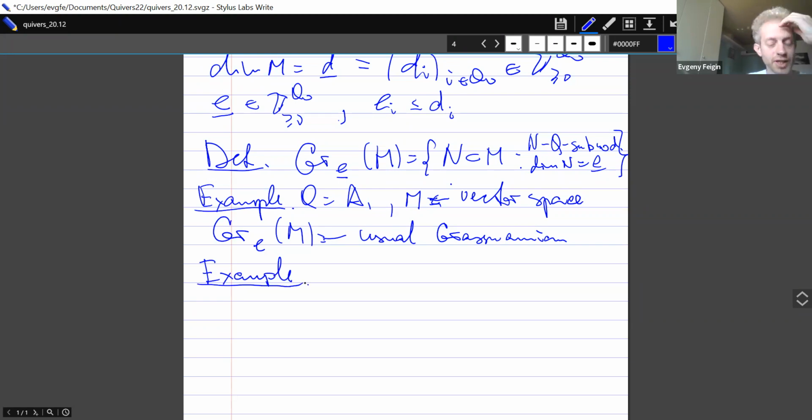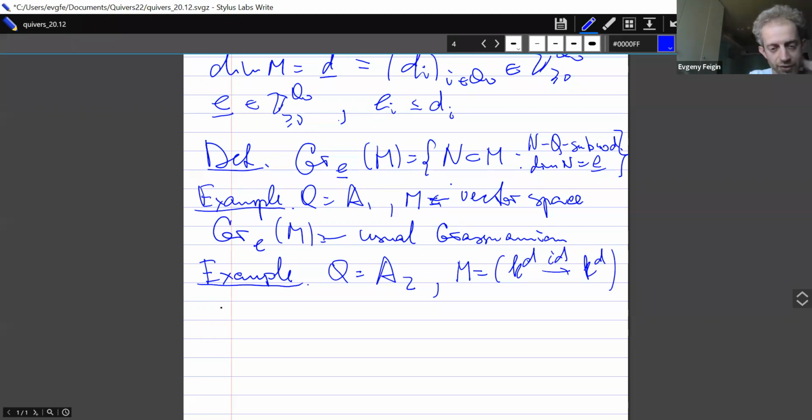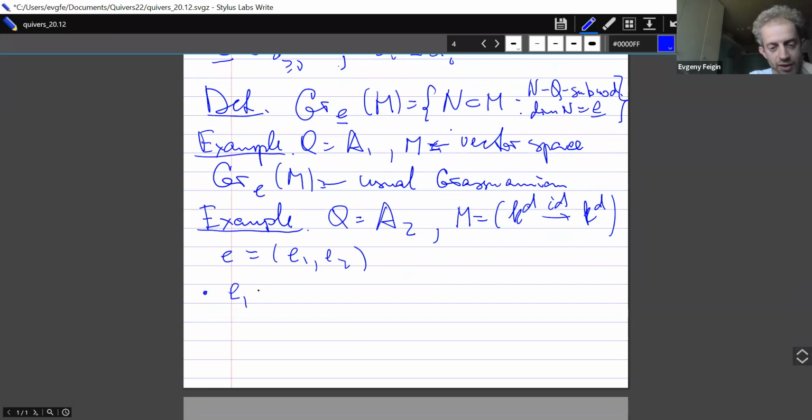So another example: let Q be the A2 quiver, and let's take a very simple representation, M equal to K^D to K^D with the identity map. And then we have to take E to be (E1, E2). There are two separate cases. First, if E1 is larger than E2, what's that? So then what is the corresponding quiver Grassmannian? Zero. Right. This guy is just 0. And if E1 is less than or equal to E2, then what is Gr_E(M)?